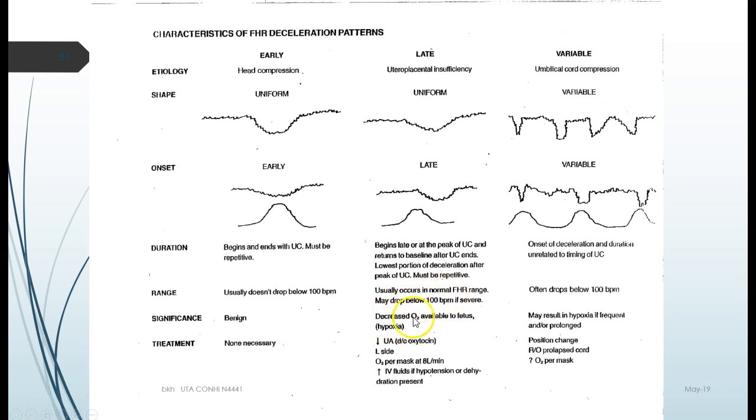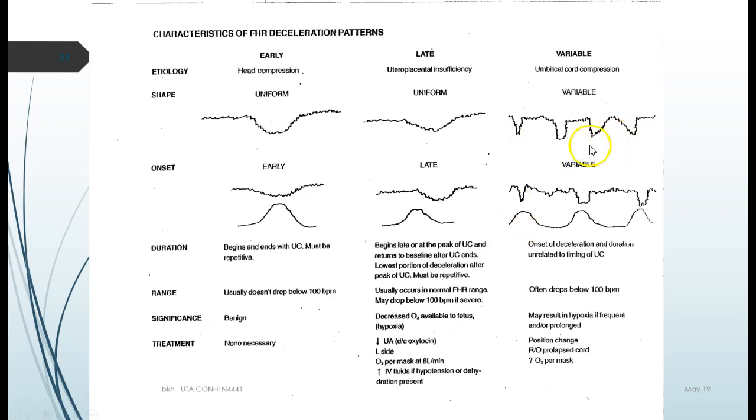Usually occurs in a normal fetal heart rate range. Again, usually doesn't drop below 100. Means that there's decreased O2 available to our baby. This is a hypoxic pattern for our baby. So what do we need to do about it? We need to turn her IV O2, turn off her Pitocin. We need to improve blood flow through that placenta.